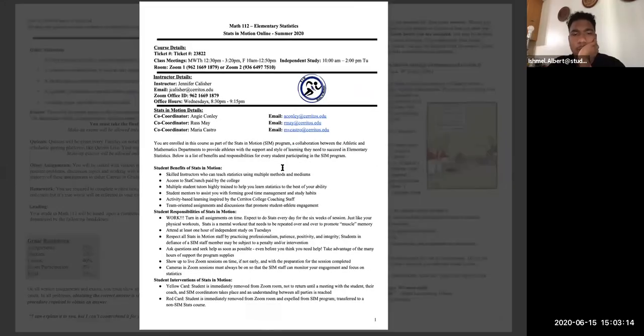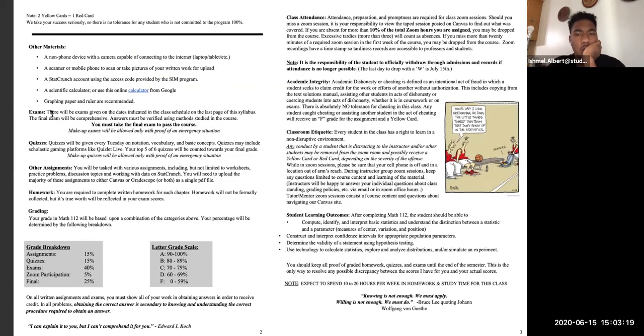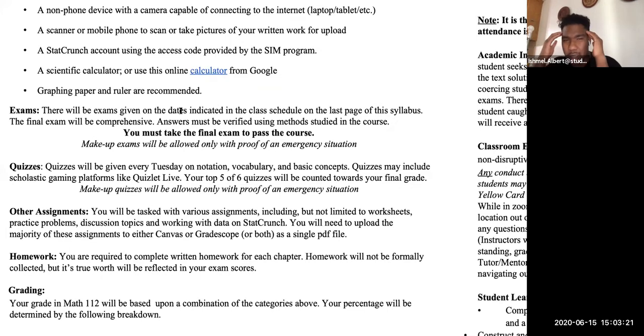So this is the syllabus, and if you go to exams, there will be exams given on the dates indicated in the class schedule in the last page of the syllabus. The final exam will be comprehensive.